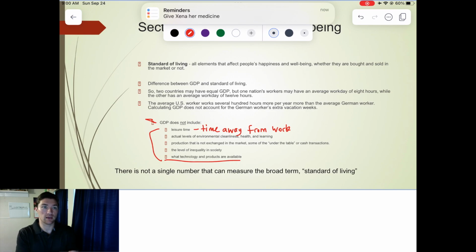You could look at the unemployment rate. You can look at the inflation rate. You can look at the crime rate. You can look at the average working hours per person. You could look at the total benefits from working. Okay. You can look at all these different indicators to see what is the standard of living. There's not one number that will be able to do this.